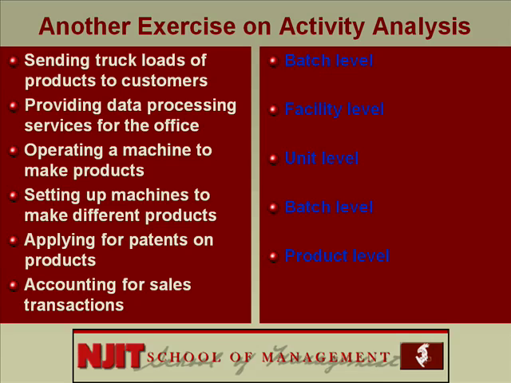Accounting for sales transactions, this is a tough one. You could actually make a case for each one of them, depending on how your company does business. I'd go with facility level because accounting for sales transaction is just, it's common to all the products. I think you really know step 2. Let's continue with the rest of the steps in developing an ABC system.